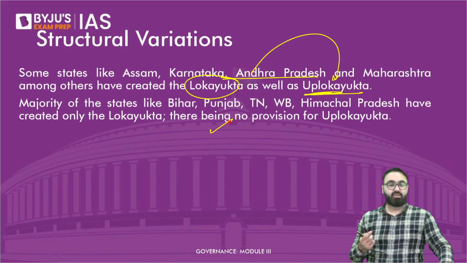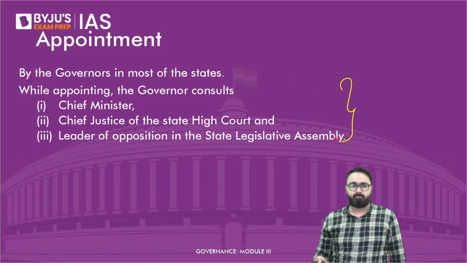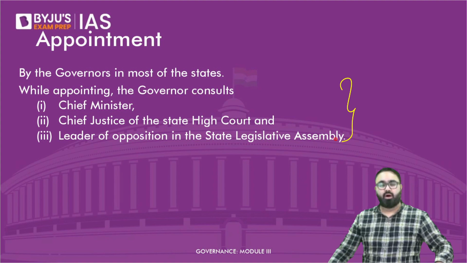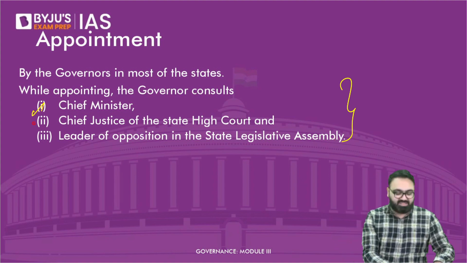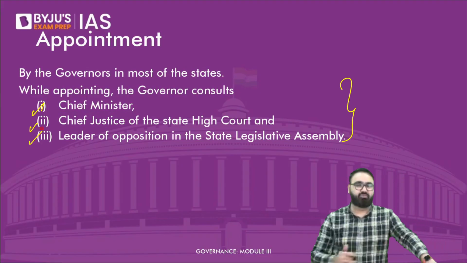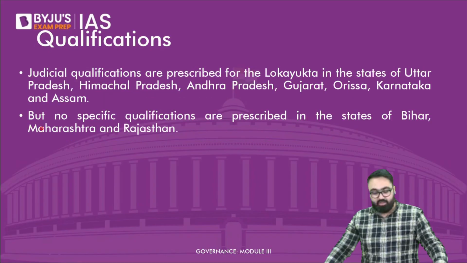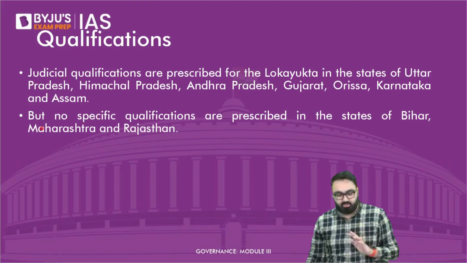They only have a Lokayukt. Second difference, appointment is usually the same way. Mostly the Lokayukts are appointed by the governors only on the recommendation of certain committees. The committees may be different for different states, but usually it is the same kind of committee that appoints or recommends to the governor to appoint. Then qualifications are also different in different states. You don't have to remember.